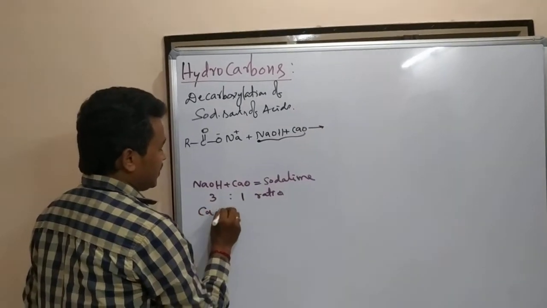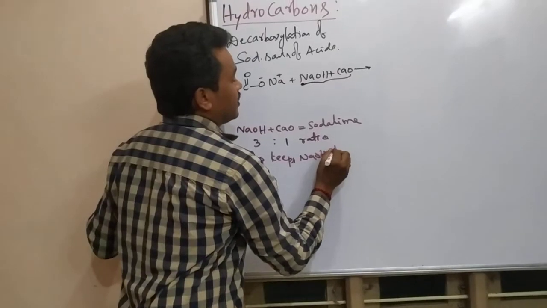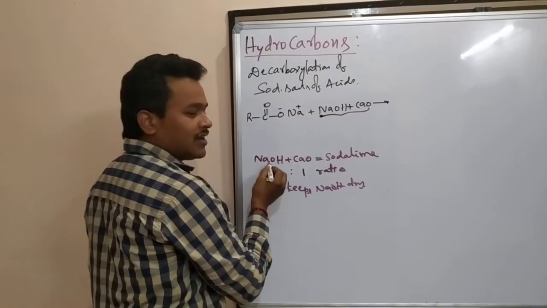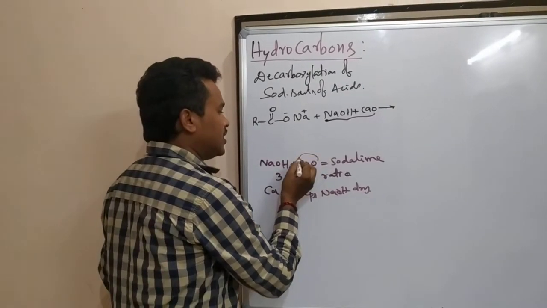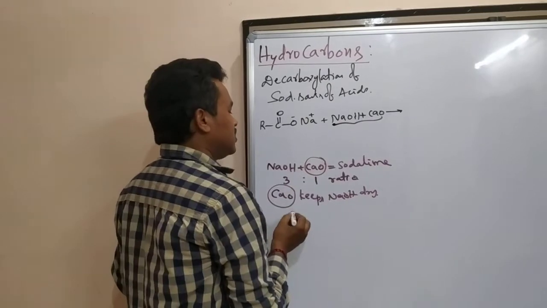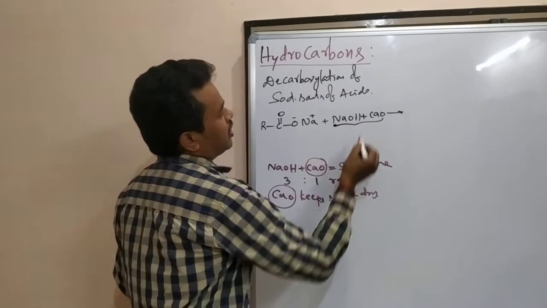CaO keeps the NaOH dry. How? If any water is there, it is going to absorb it. That is the nature of this CaO. That is why the 3:1 ratio: 3 parts NaOH to one part CaO.